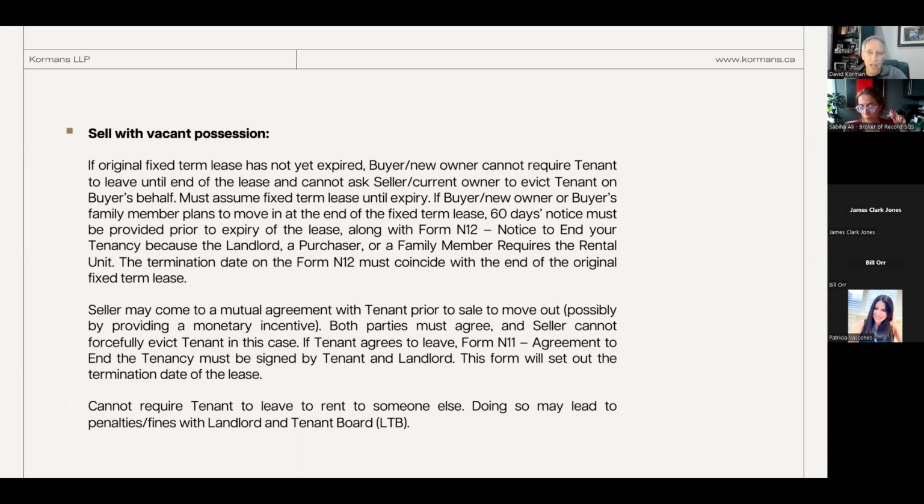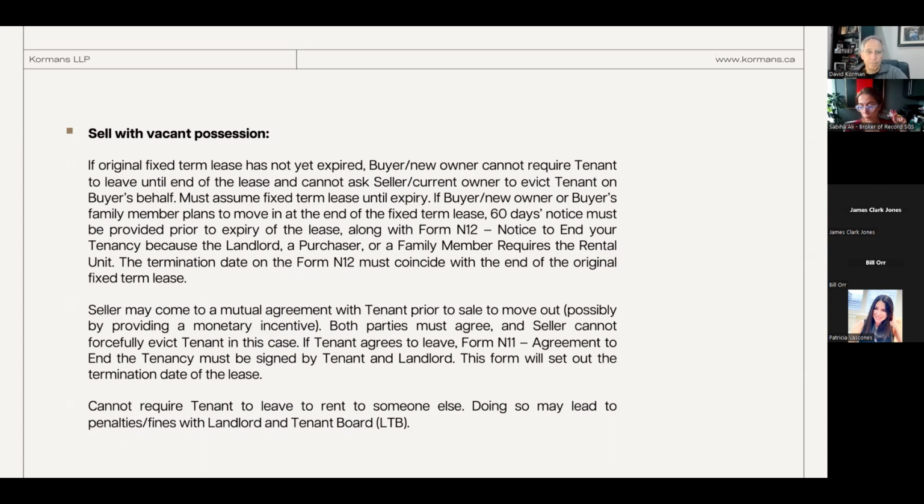Now, it should go without saying, but I'm going to say it anyways, that it has to be bona fide. Okay? A buyer can't give that form N12 unless there's a real intention to move in, and it has to be by the purchaser who's going to be assuming this property. It's got to be that purchaser, or it's got to be a family member, and you'd have to justify and have evidence to show that. It has to be real.